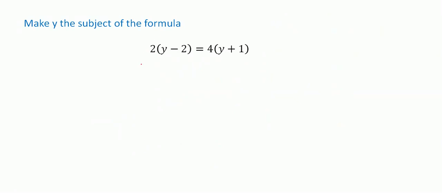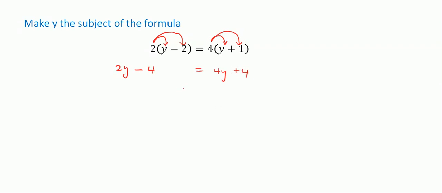Alright, so we have a bigger looking equation here, and we want to make y the subject of the formula. Once you have an equation that has lots of brackets, the first thing we need to do is to remove the brackets. So we're going to apply our distributive law. We're going to take 2 and multiply by y, and this will give us 2y. We're going to take the 2 and multiply by minus 2, which will give us minus 4. I'm going to expand this bracket here, so 4 by y gives us 4y, and 4 by plus 1 gives us plus 4.